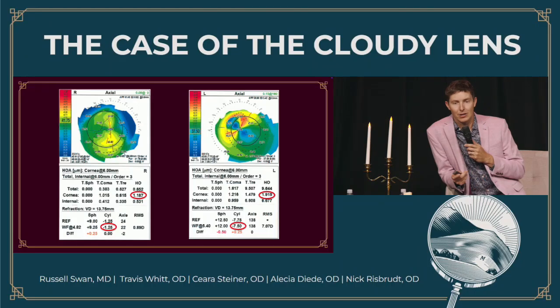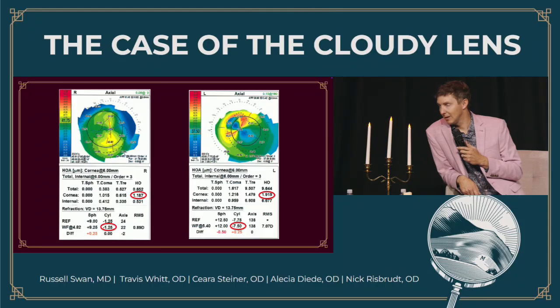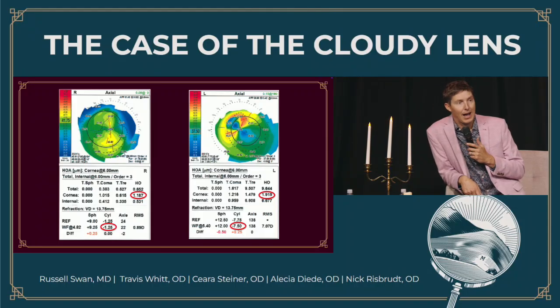This demonstrates, circled, their higher order aberrations, so 1.16. We like to see that be less than 0.6 or 0.7. The eye with Salzmann's nodular degeneration, again, significant flattening in the area of Salzmann's nodules, a highly irregular higher order aberration profile, and a lot of astigmatic effect from that.